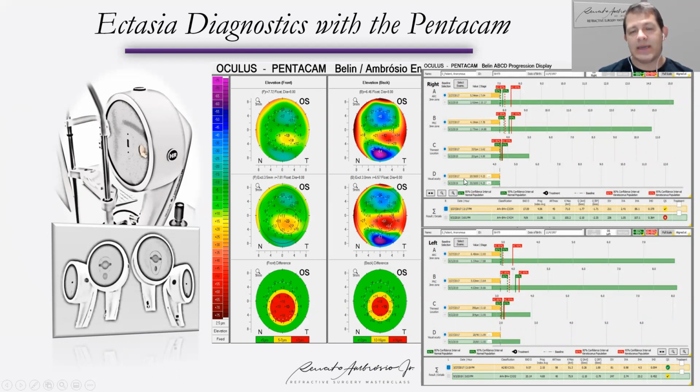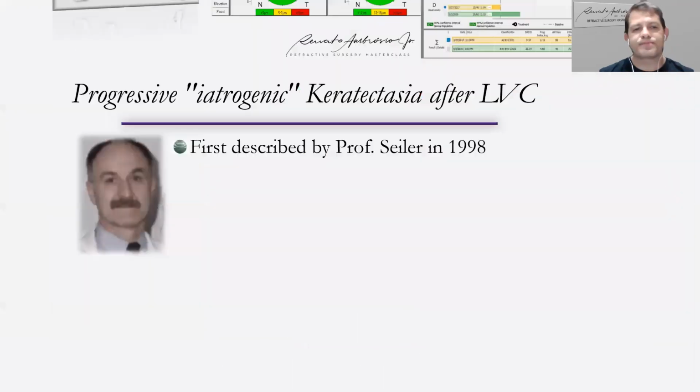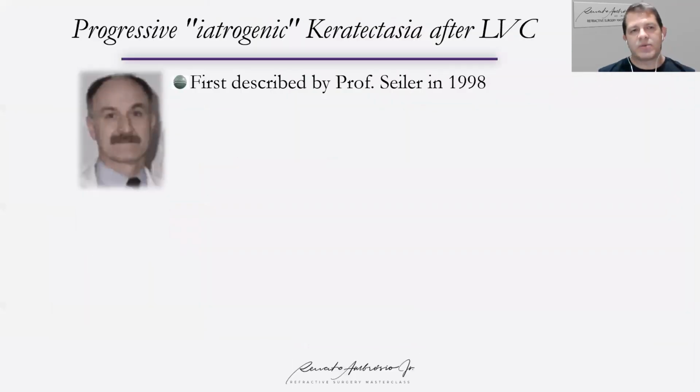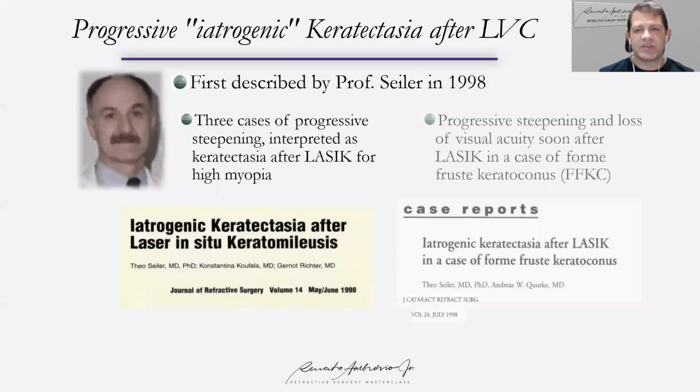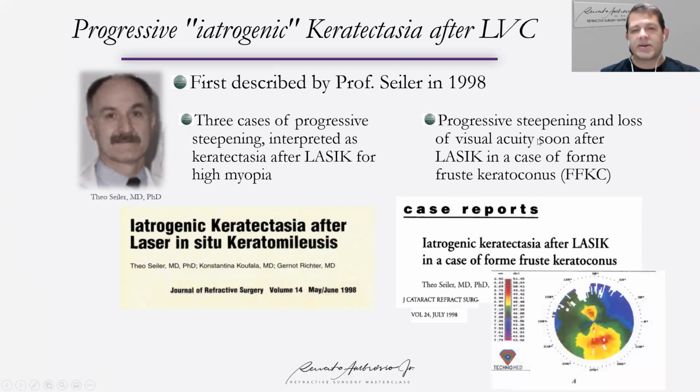And I will talk about the E, which is coming from biomechanics, from the elasticity of the cornea. But all this has been related to progressive ectasia after laser vision correction. The first two reports were from Professor Seiler in 1998, with 3 cases of progressive ectasia in high myopic LASIK. And a few months later, he published forme fruste keratoconus as a cause of ectasia due to the biomechanical weakness of the cornea prior to surgery.